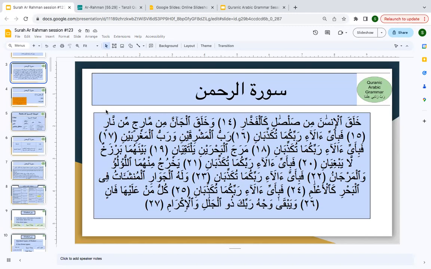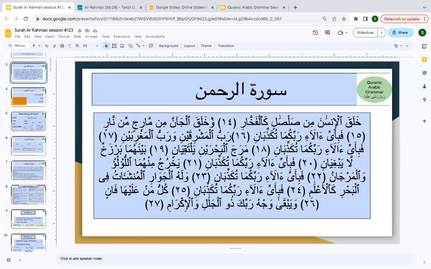So now this sentence is complete. Who are we learning about in verse 14 and 15? Who are we learning about, guys? Is it Ar-Rahman? So can we say that this whole sentence, khalaqal insana min salsalin kal fakhkhar, can be the khabar, giving us a khabar for Ar-Rahman? Yes, it is the khabar for Ar-Rahman.